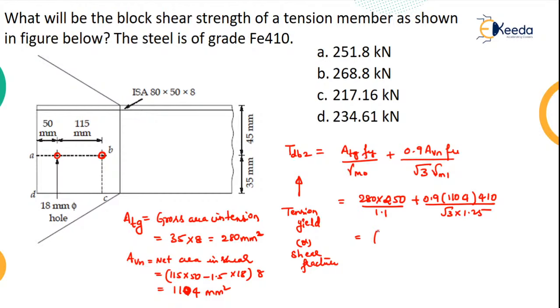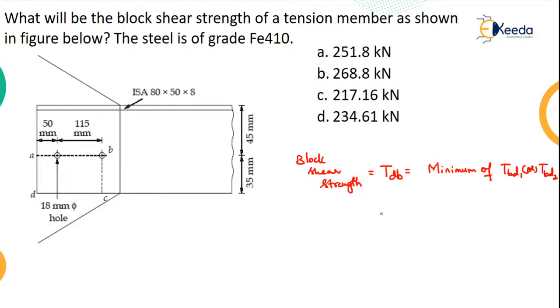Let me check the calculation. So you will get it as 63.64 plus 188.16 kilonewton. So this will be 251.8 kilonewton, which is nothing but your tension yield or the shear failure.